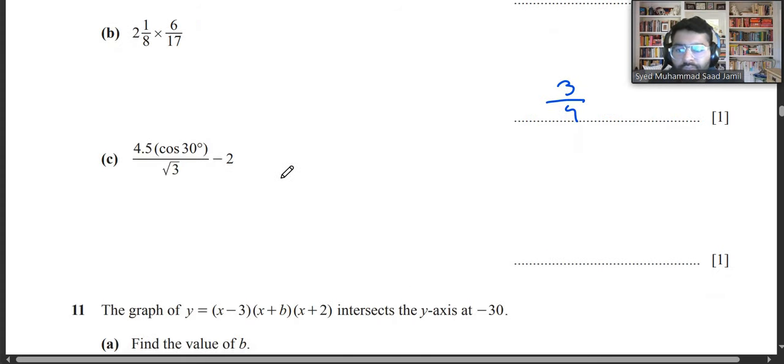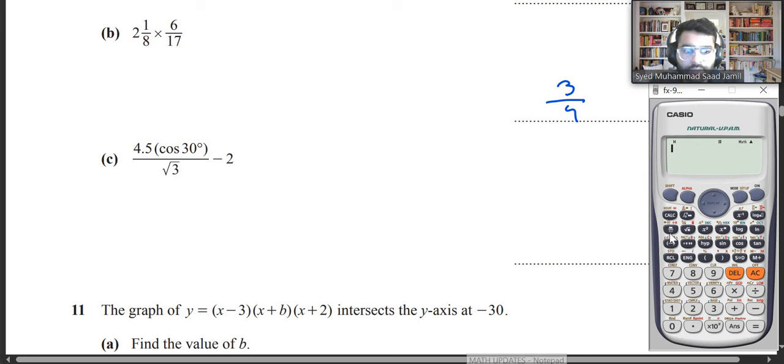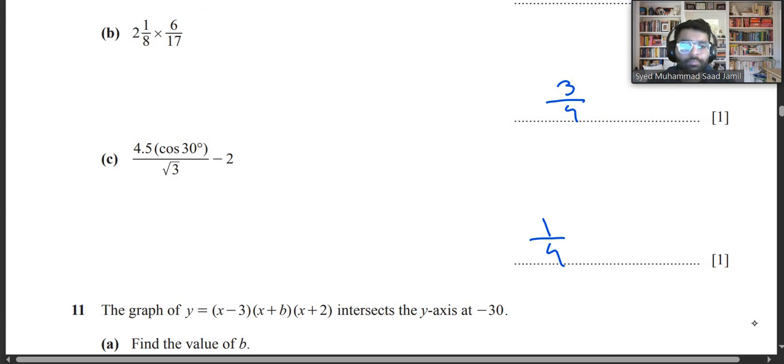Next question is 4.5 cos 30 upon under root 3 minus 2. Oh, let me do it one more time. I might have made a mistake. 4.5 multiplied by cos 30 upon under root 3 minus 2. So the answer is 1 upon 4. Okay.